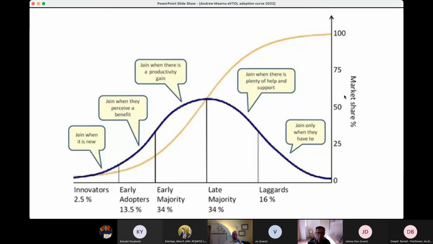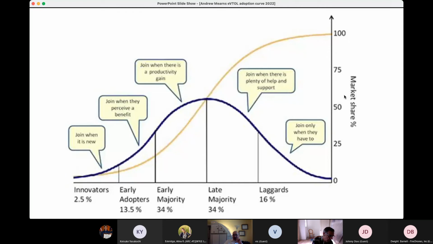The innovators will join when it's new because it's a thing and because they think it's cool. Early adopters will jump in when there's a benefit. Early majority when there's a productivity gain, and the laggards and late majority when they have to, when it's spoon fed to them. So in the eVTOL world, the innovators might be people that are like us. They just love it. They want to fly it. They don't care if it has a lot of purpose. They want to do it.